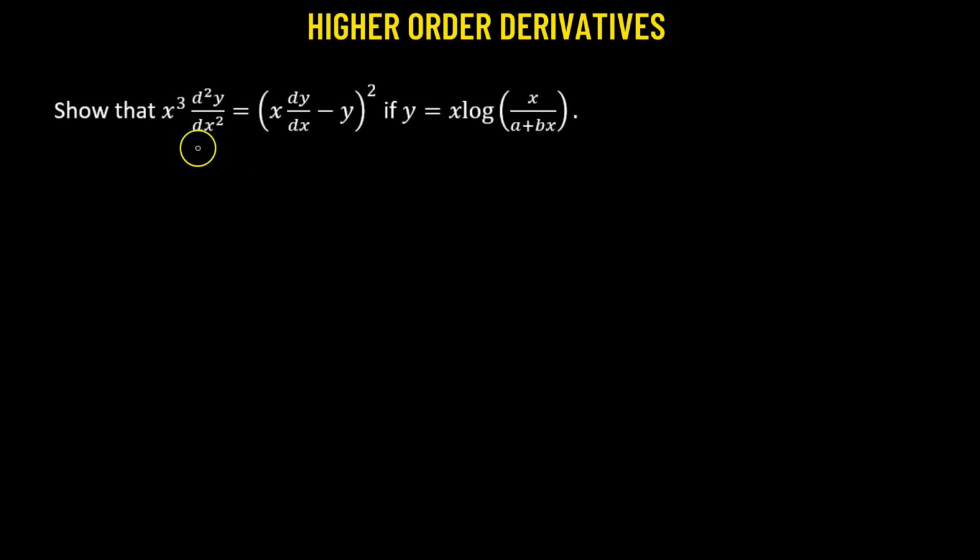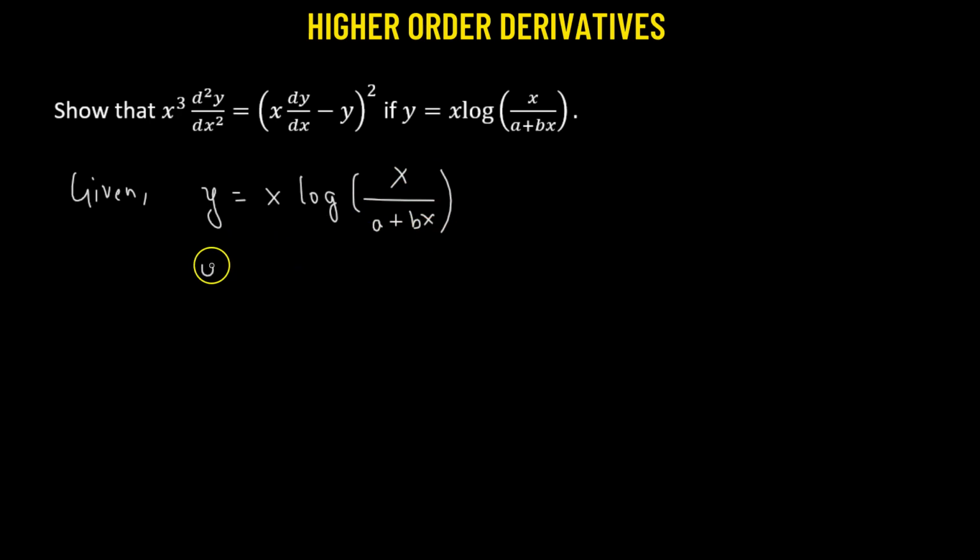So here in this problem, we need to show the following, provided y is given by x times log of x over a plus bx. So let's begin with whatever we are provided with. So we have y equals x times log of x divided by a plus bx.